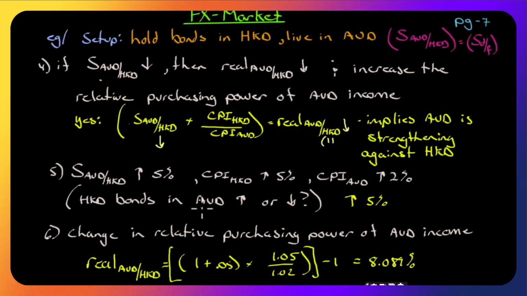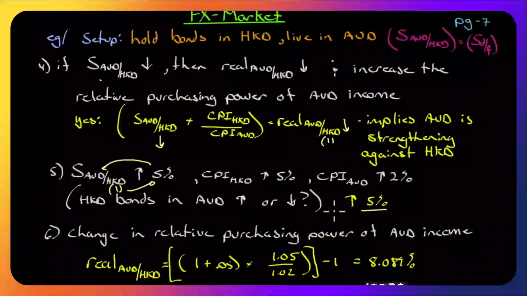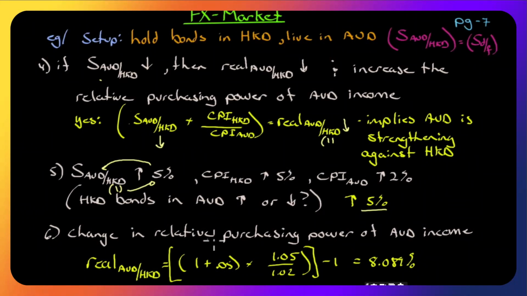Do we buy more or fewer Australian dollars with that? Again, let's read it. 1 Hong Kong dollar buys 5% more of Australian dollars. So our bonds will be worth 5% more in Australian dollars, right? What about the change in relative purchasing power of Australian income? And again, we're looking for the real exchange rate.